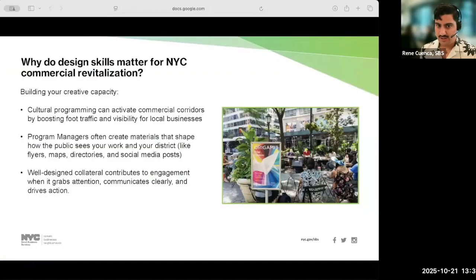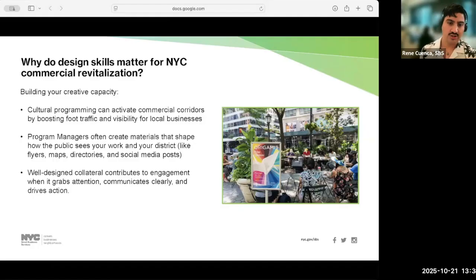So, why does this matter? This is part of a bigger umbrella initiative that we have going on at SBS called Building Creative Capacity, where we're hoping to give you tools, perspectives, and materials to think about how to creatively tackle some of the projects that you're working on. So, why did we pick this topic of graphic design and overall design as being important in your work? We think that design is a great tool that you can use to activate your commercial corridors by boosting traffic and visibility to your local business.